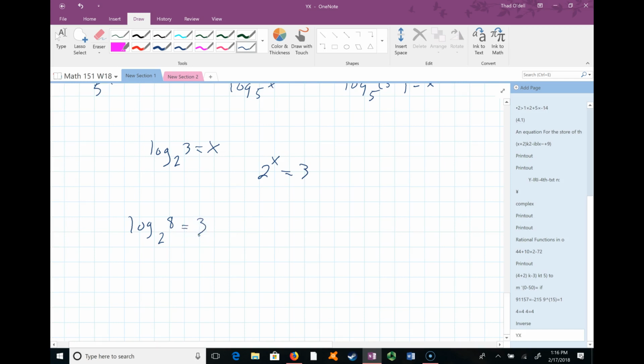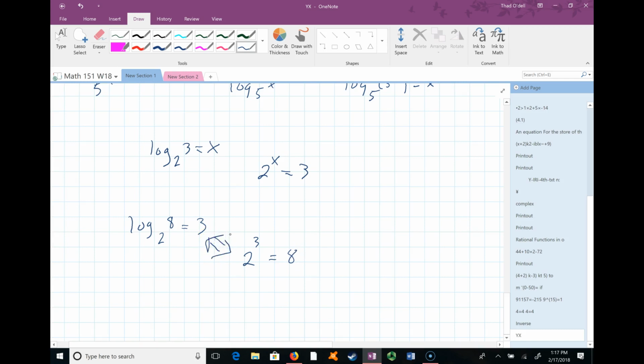Equals 3. This is a true statement. So this is saying the base is 2, the exponent is 3, and the power is 8. When you multiply those all out, you get 8. Okay, so these two are saying the same information.